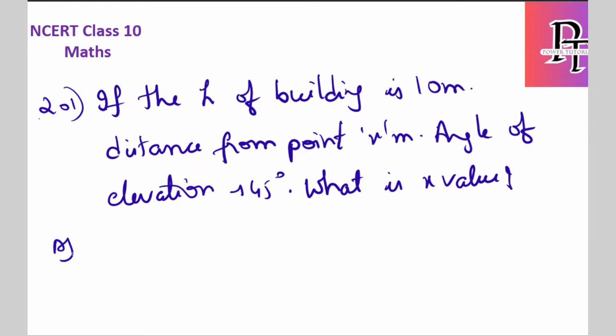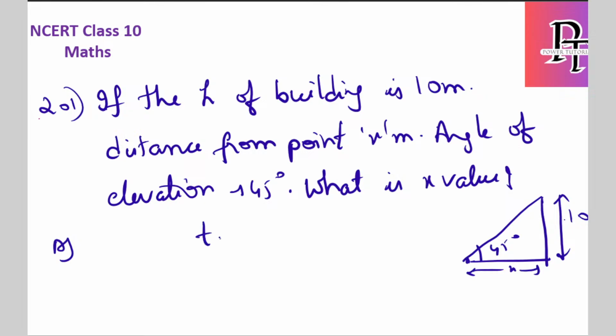So let's solve this. First draw a triangle. Here we have a building and the angle is 45 because it is the angle of elevation, and the height of the building they have mentioned as 10. They are asking to find the x value. So simple, it is again opposite by adjacent side. I can use tan 45.